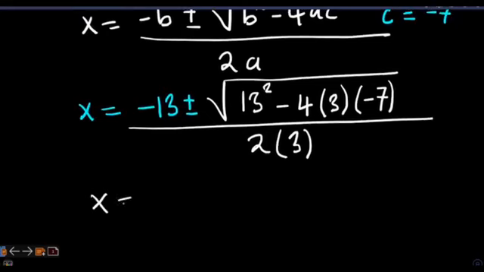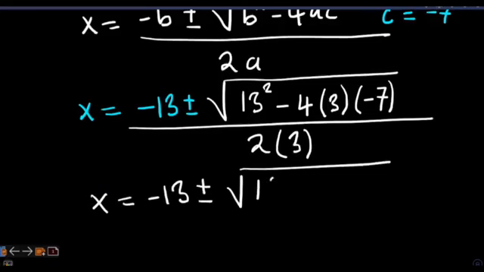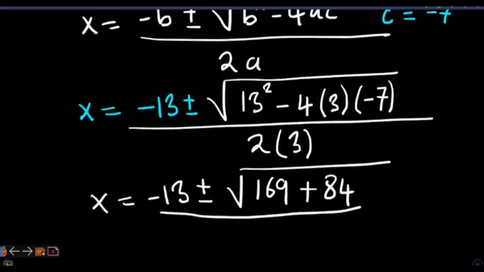So write x equal to negative 13 plus or minus the square root of, so 13 squared will give us 169. Then negative times negative will give us a positive value. So just now multiply 4 times 3 times 7. This is paper 2, so you can use a calculator. So 4 times 3 times 7 will give us 84. Then divided by 2 times 3, this will give us 6.